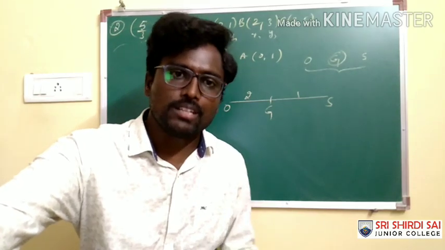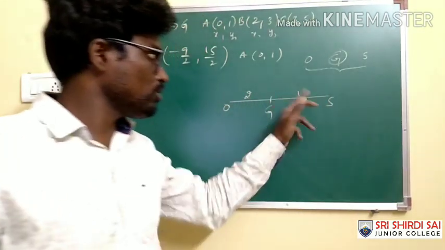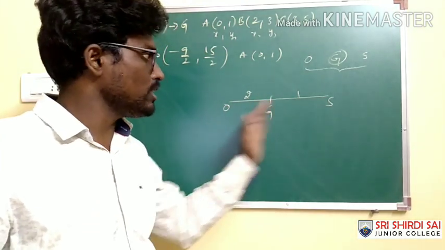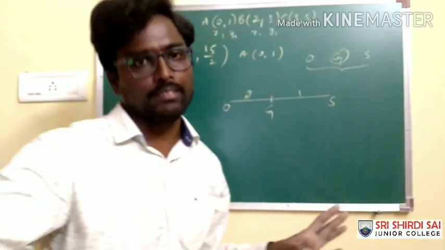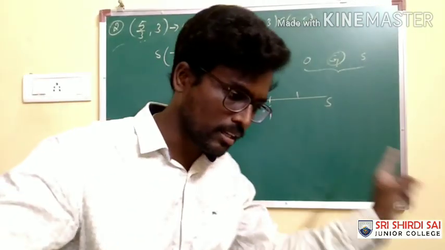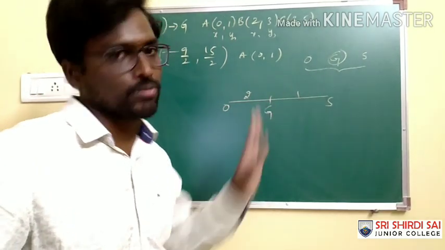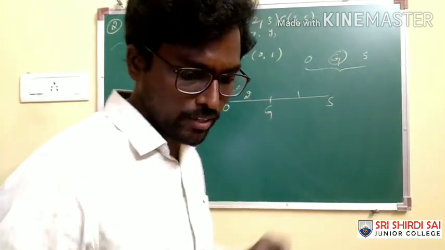Centroid, that is G, divides the orthocenter and circumcenter in the ratio 2:1. It means O, G, S are collinear points for the triangle. For any triangle, you calculate orthocenter, centroid and circumcenter, they will be lying on the same line. And G divides orthocenter and circumcenter in what ratio? 2:1. Okay, this is a very valuable point.